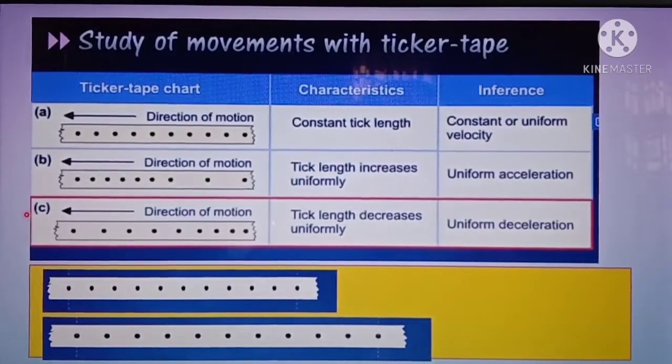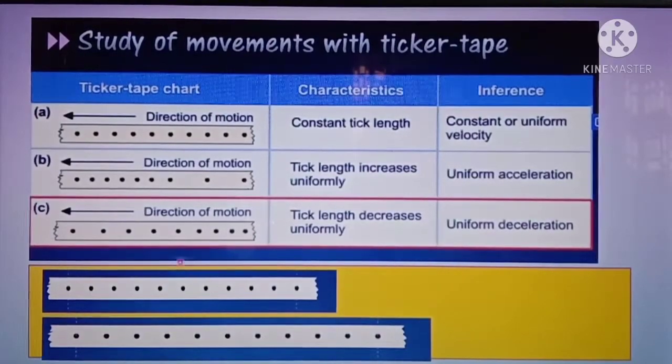Now look at C. Direction still to the left, so this is the first dot. You can see the distance between two dots decreases, so tick length decreases uniformly. Inference: the object is moving with uniform deceleration.